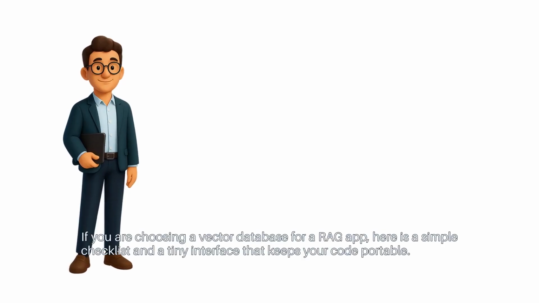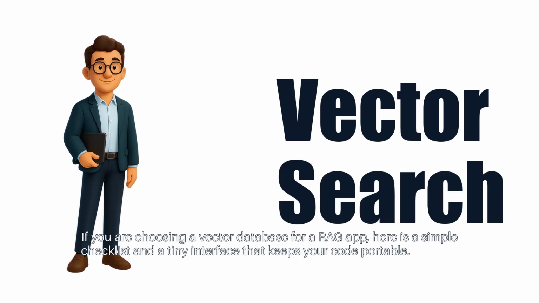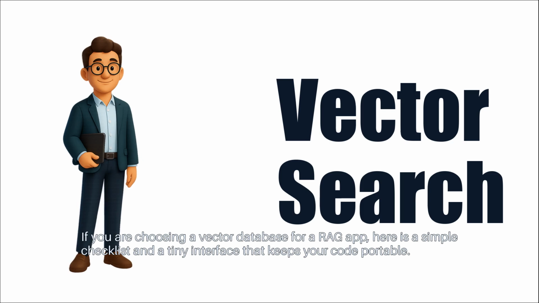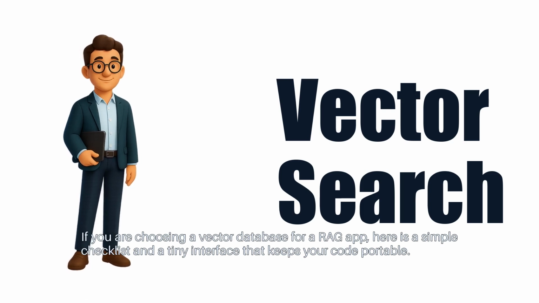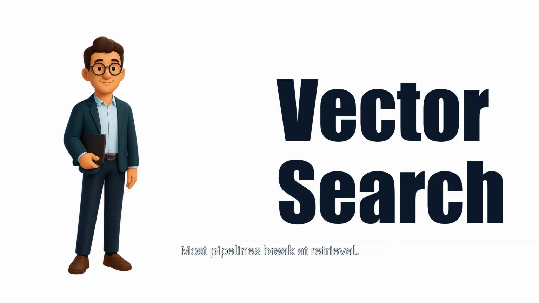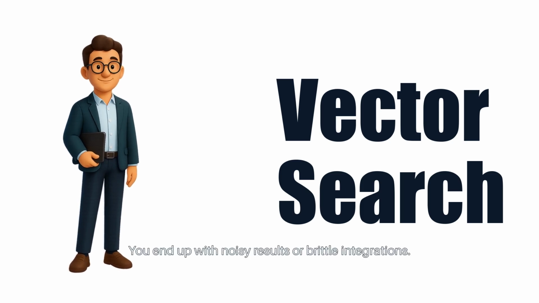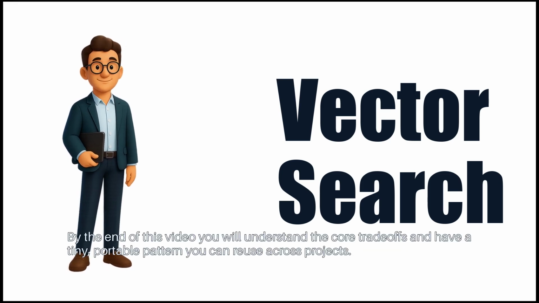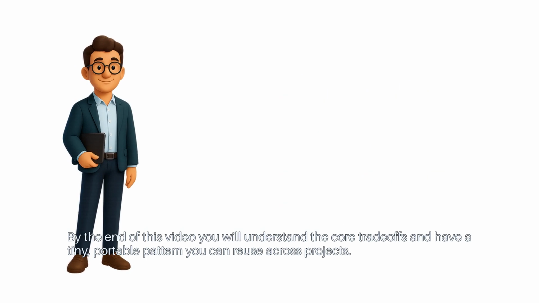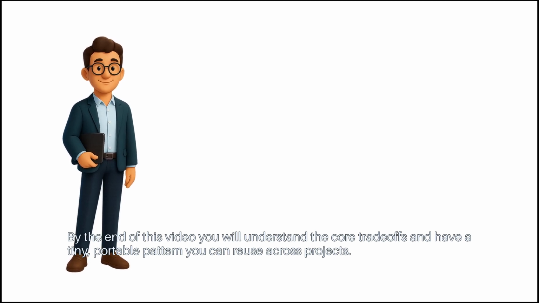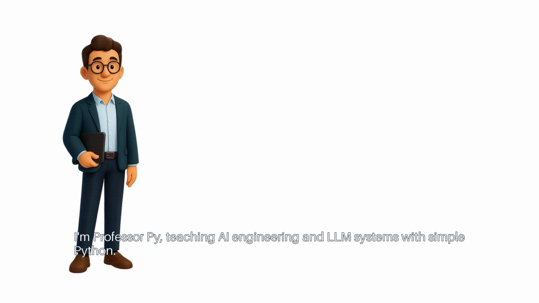If you are choosing a vector database for a RAG app, here is a simple checklist and a tiny interface that keeps your code portable. Most pipelines break at retrieval. You end up with noisy results or brittle integrations. By the end of this video, you will understand the core trade-offs and have a tiny, portable pattern you can reuse across projects. I'm Professor Pi, teaching AI engineering and LLM systems with simple Python.